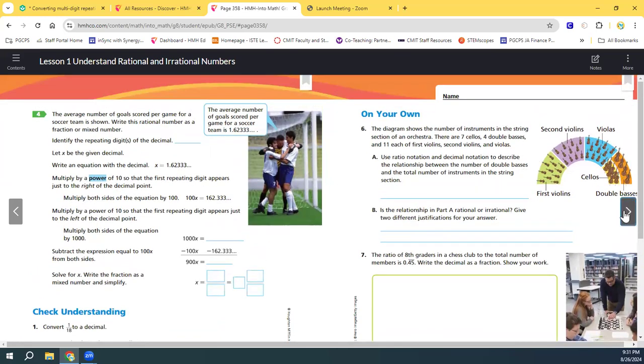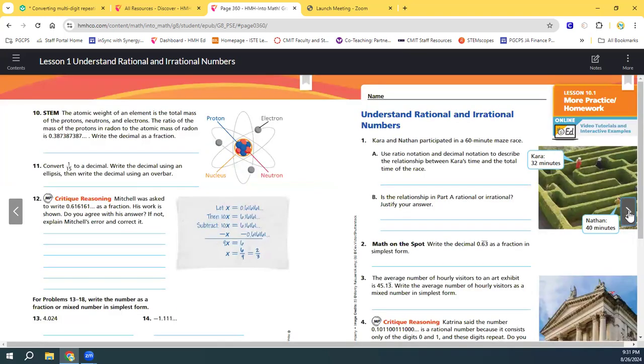And then the last reason that I really love the textbook is because we have these real world scenarios where we're getting to see these numbers in real life. And of course, we have our STEM thing. Okay, so I'm telling you, and the critiquing the reasoning, this is a school goal that we have. So I'm telling you these things and highlighting them specifically because they're going to be on the quiz. Okay, so that is all for the video.